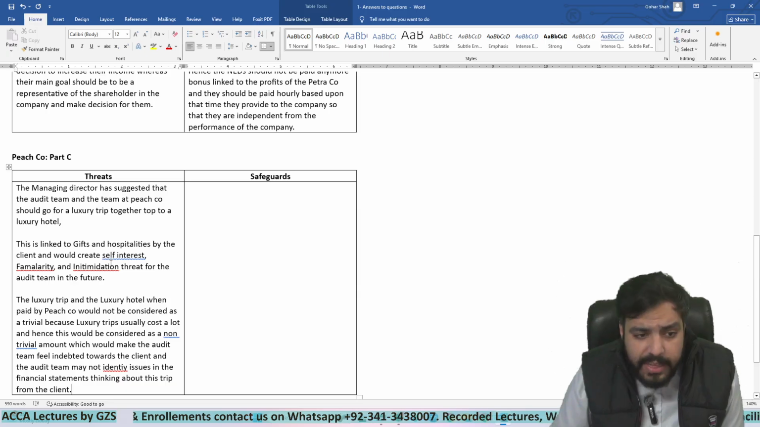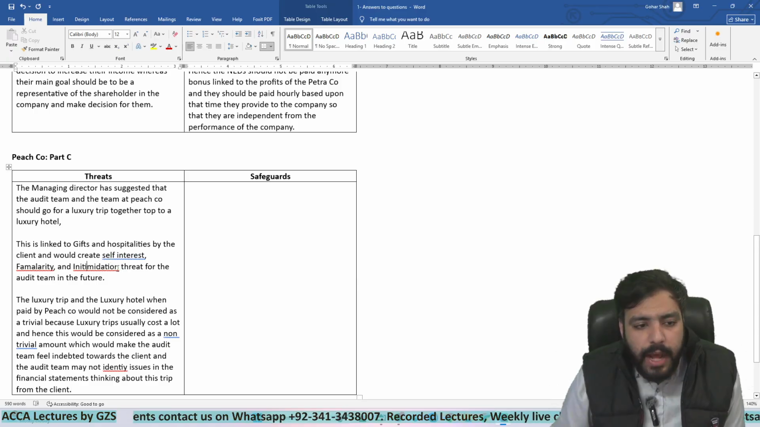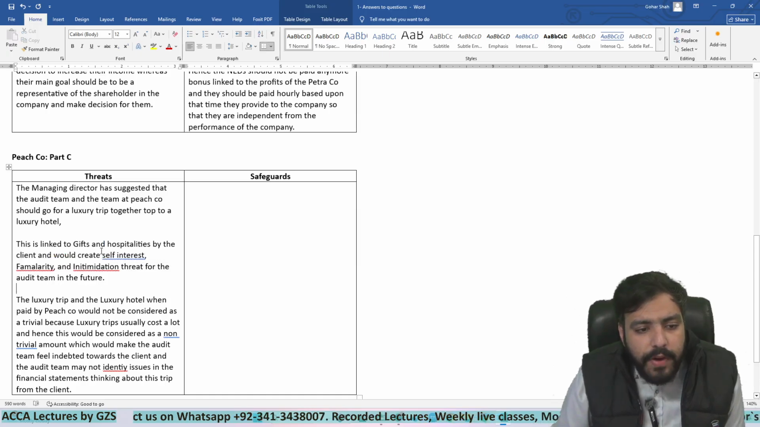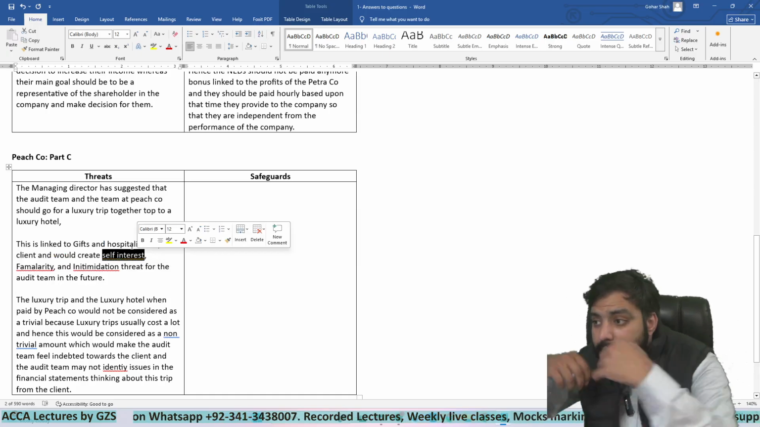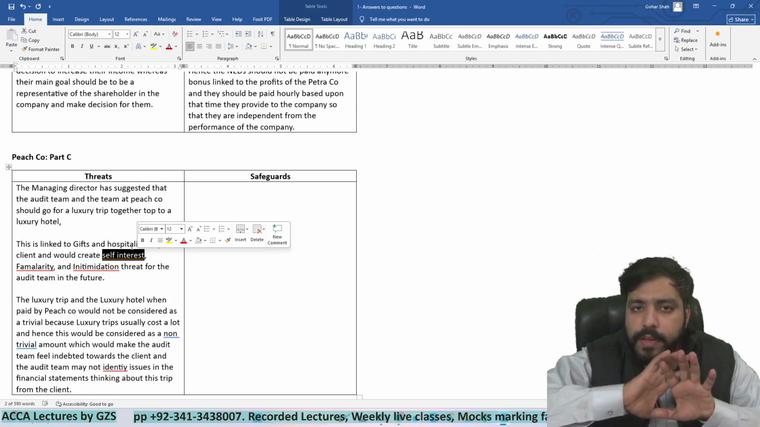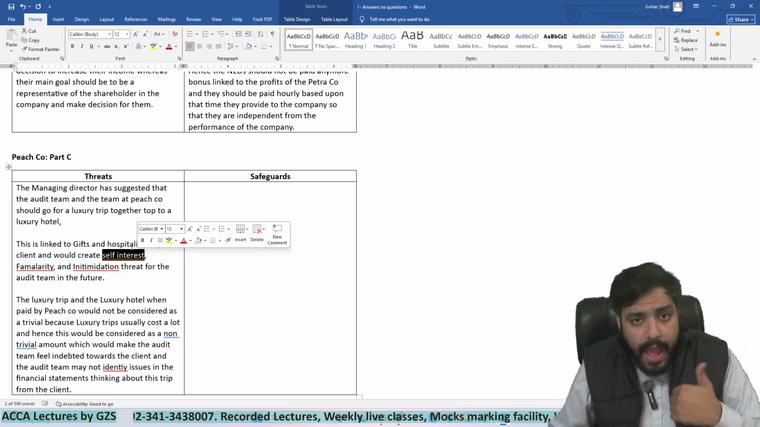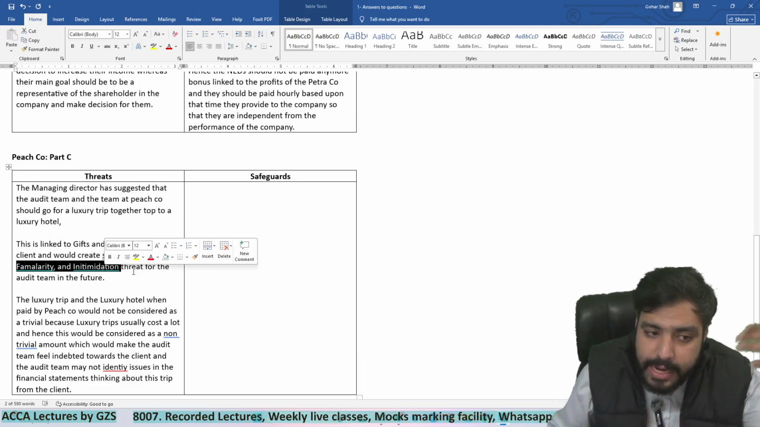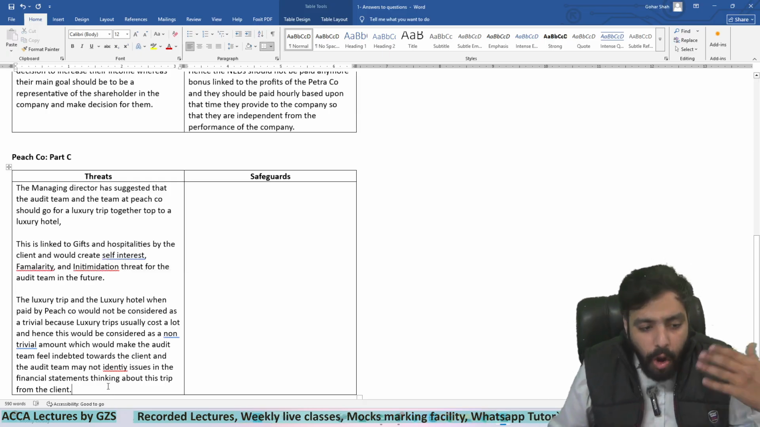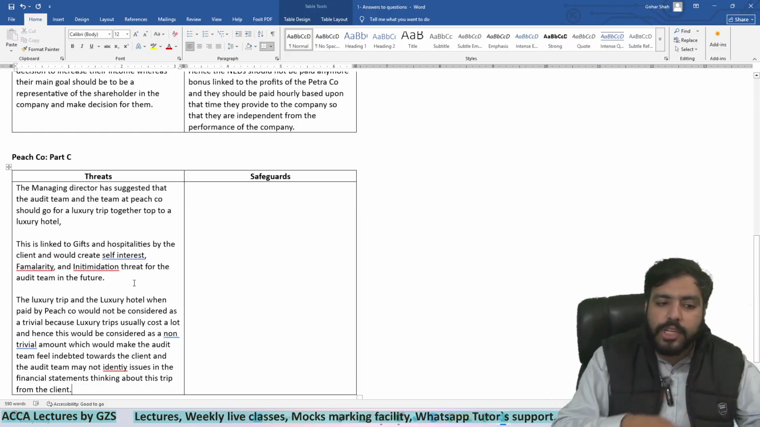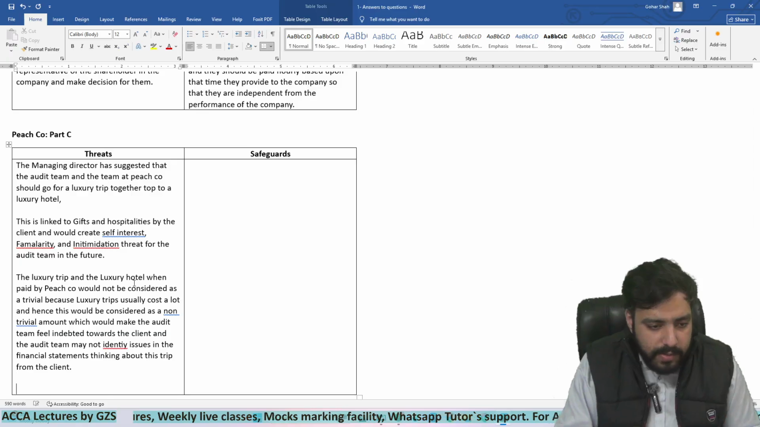So within the exam, although if you want to mention familiarity and intimidation, you can mention it, but I wouldn't suggest that you mention it within your answers. Just mention the one that is most directly linked to it. Gifts and hospitalities fall within the example of self-interest, so only mention self-interest. As a teacher, I'm doing this for you so that you may know that there are other things it can be linked to as well and how it is linked. Now, I will also have to explain why it would create familiarity and an intimidation threat, in my own words.